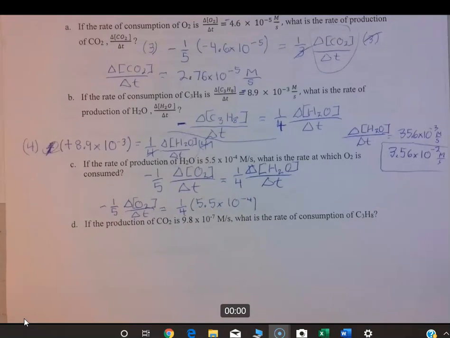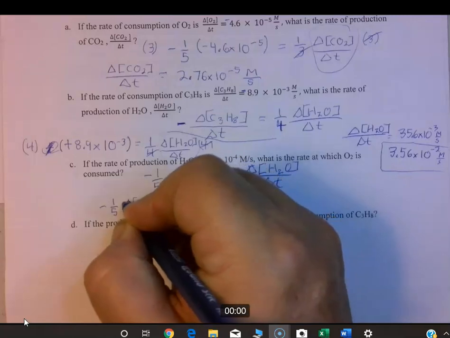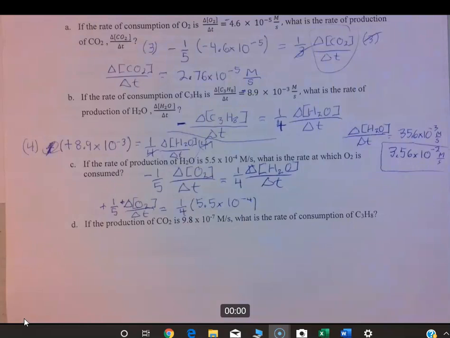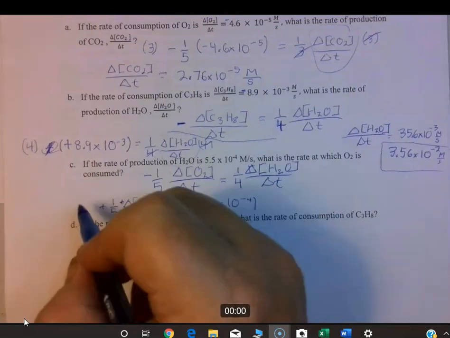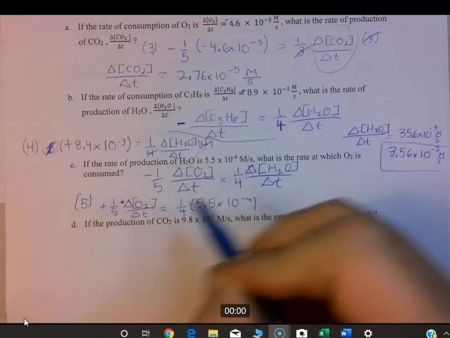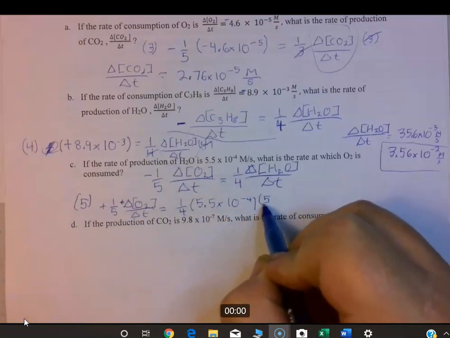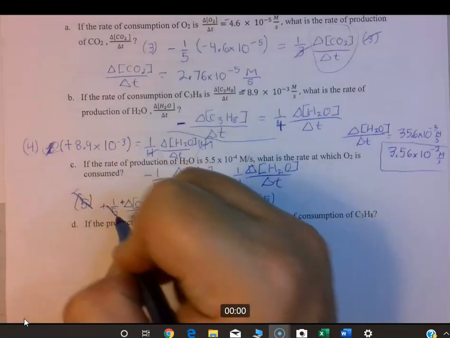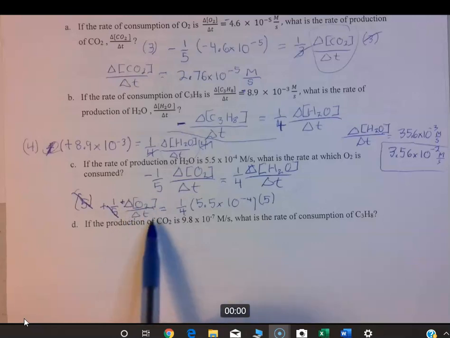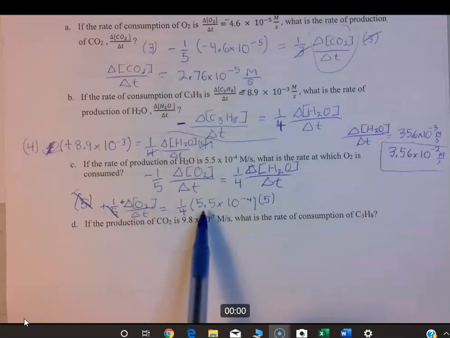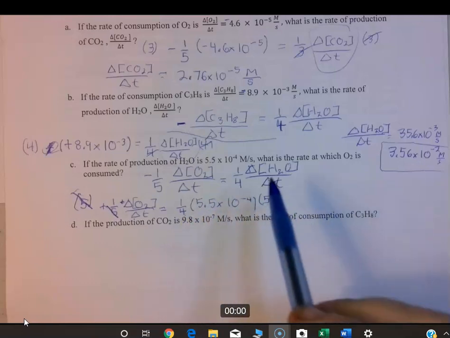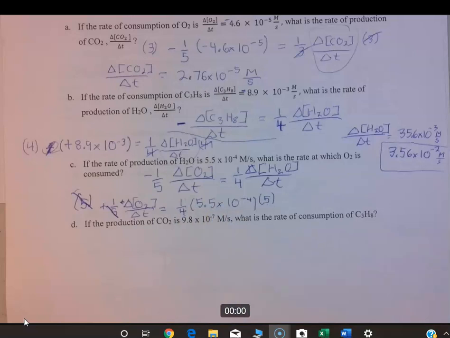So now we're ready to do the math. We have to remember that this is a negative number, so they're going to become positive. Just remember, your final rate is always going to be a positive number. Now we multiply both sides by 5, and these 5s cancel out. That's what we're trying to solve for, the rate of change of O2. So it's 1/4 times 5.5 times 5, or 5 over 4 times 5.5.